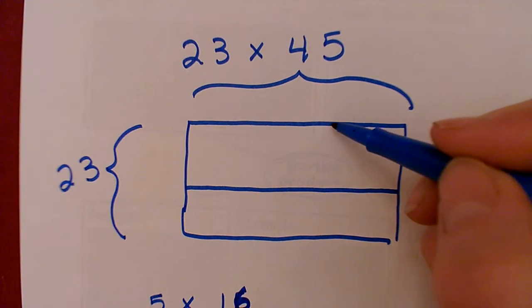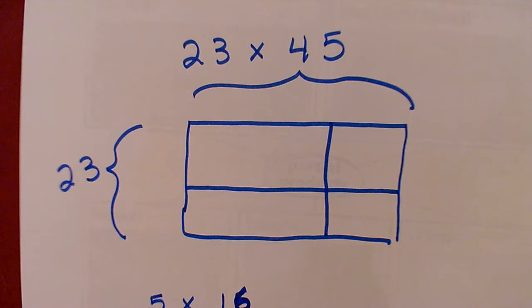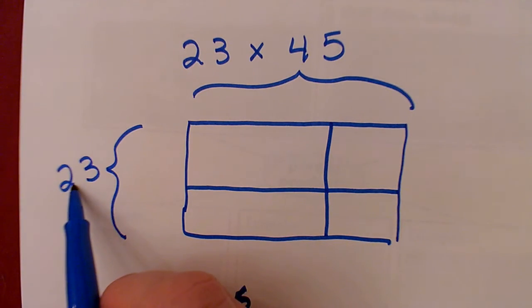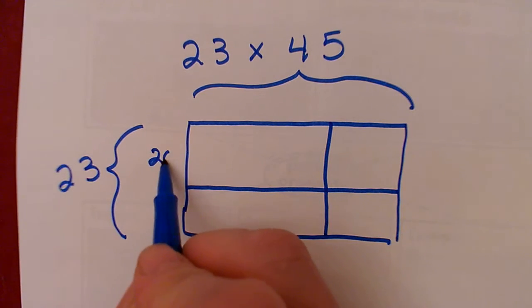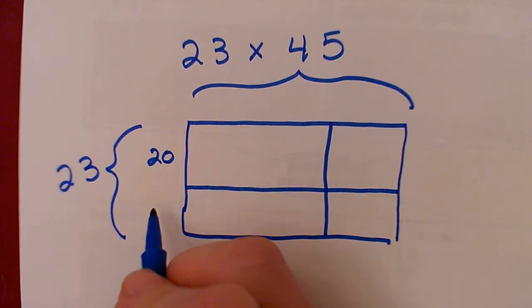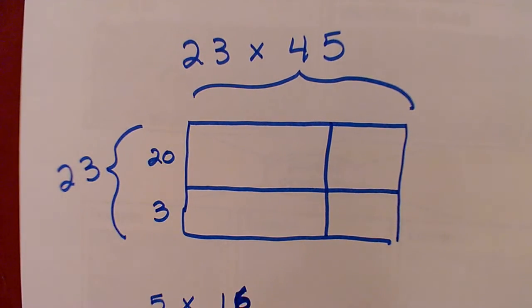So I'm going to try and kind of give it a little bit of a feel for how big each of these is going to be. So I'm going to take my tens. I have 2 tens, so that's 20. I'm going to take my 3 ones and put them here.